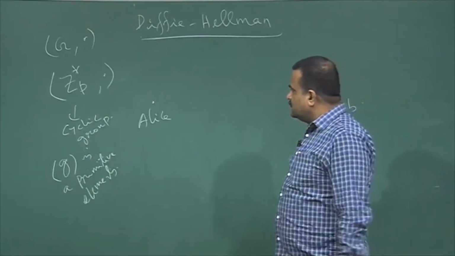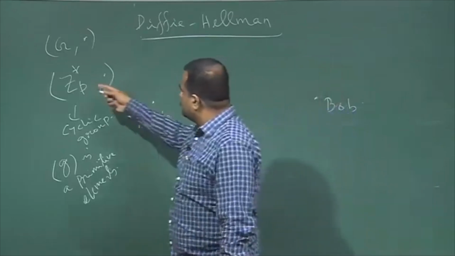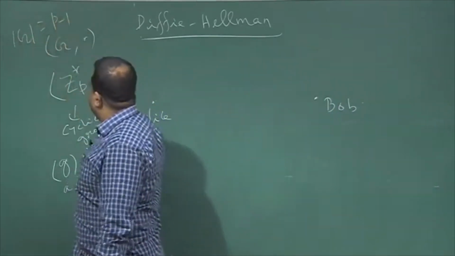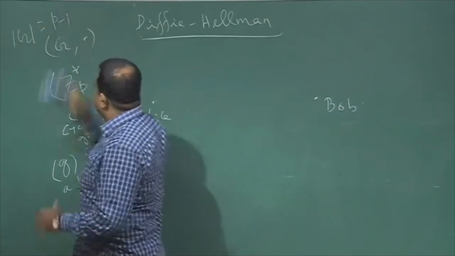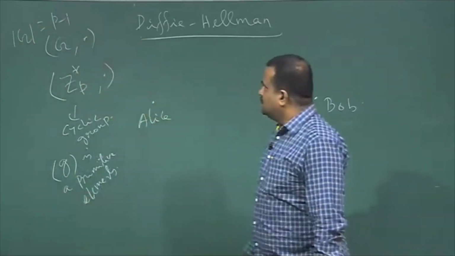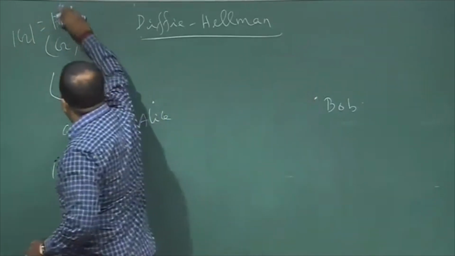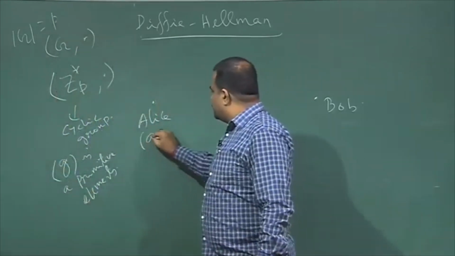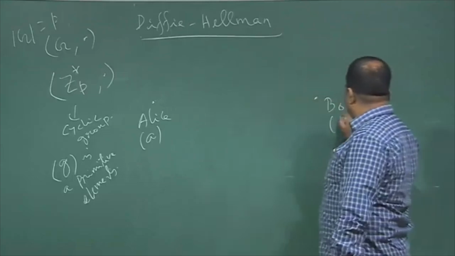G is public, and suppose the order of this group is P minus 1 or P. The order of the group is some order of G. Now, Alice chooses a secret A. I am just recapping Diffie-Hellman.